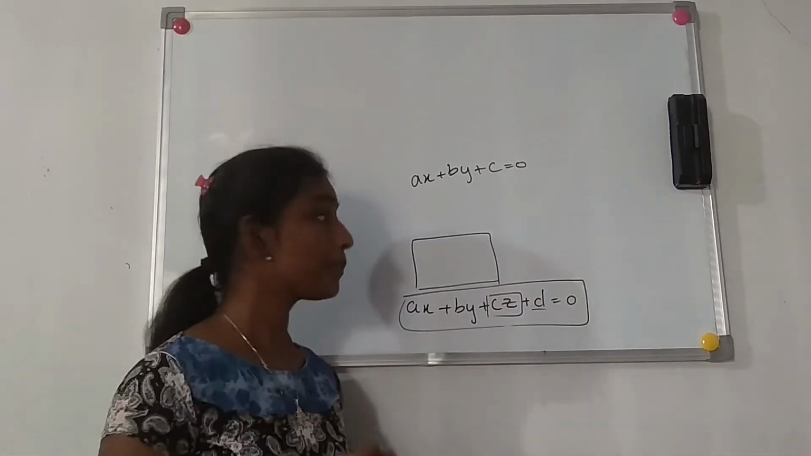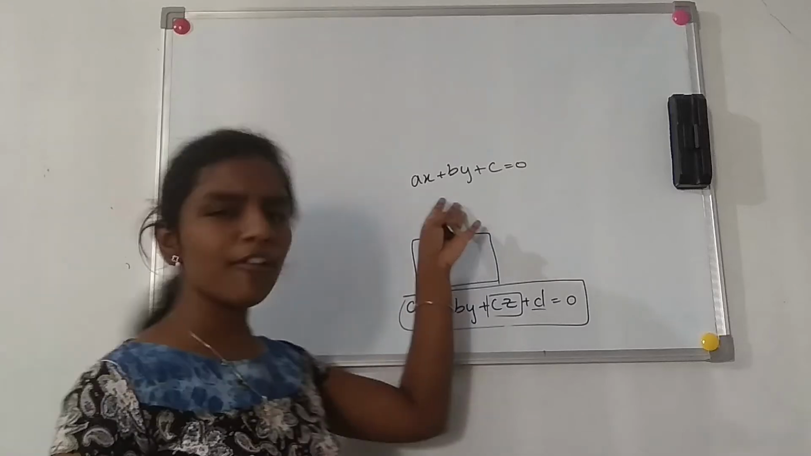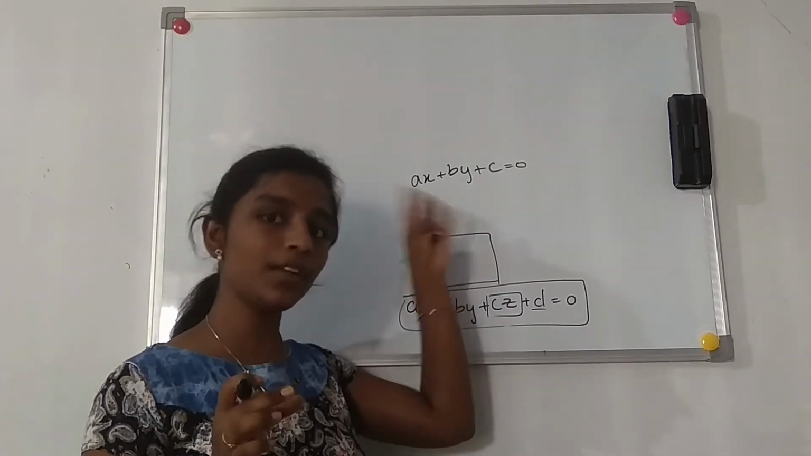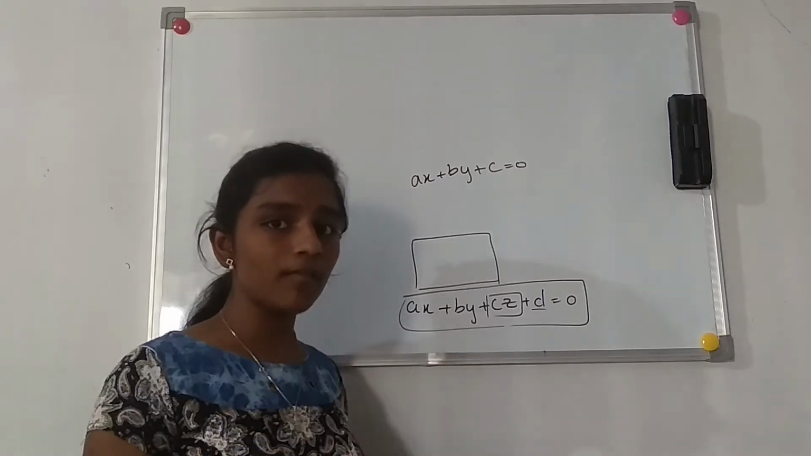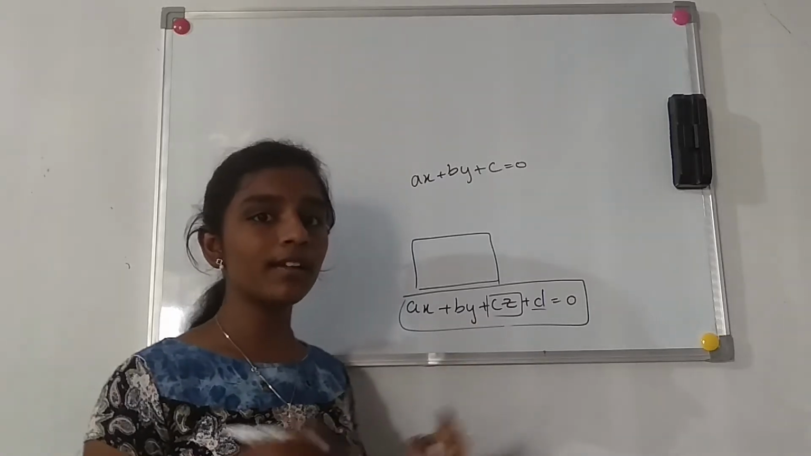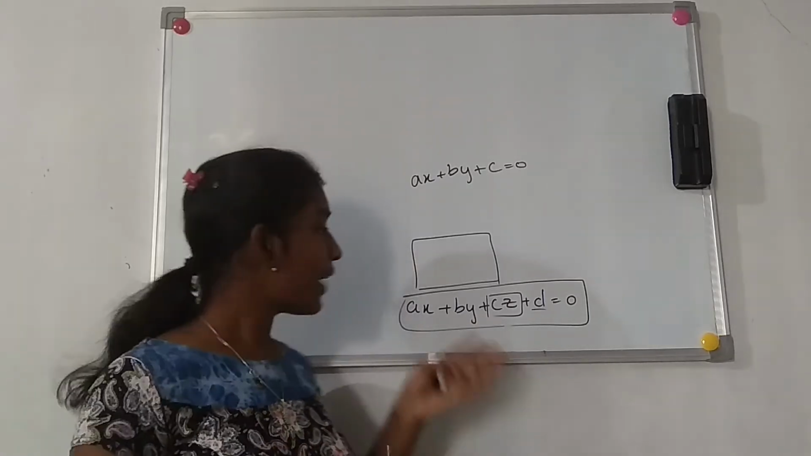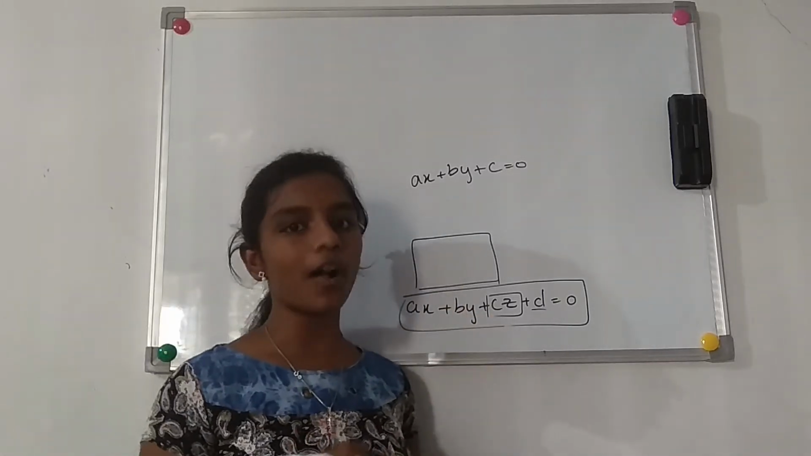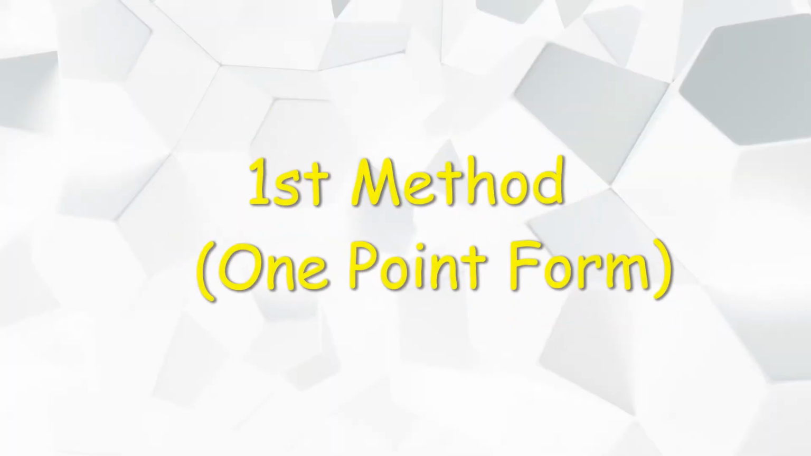Okay. So we have many methods to find the equation of the line in 2D geometry, right? So in the same way, we also have different methods to find the equation of the plane in 3D geometry. So let us look at all those methods. Okay.